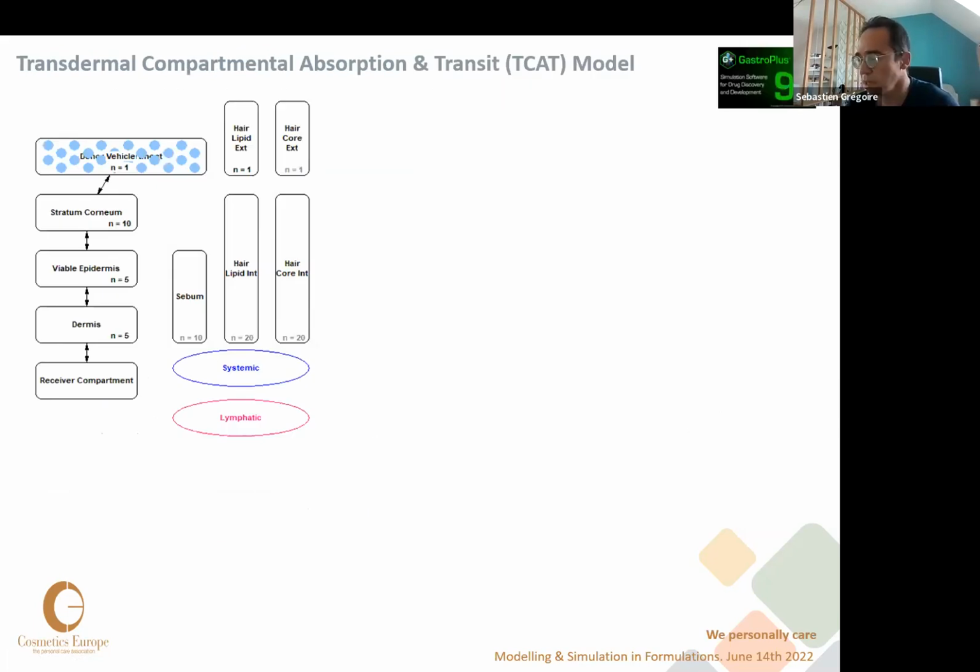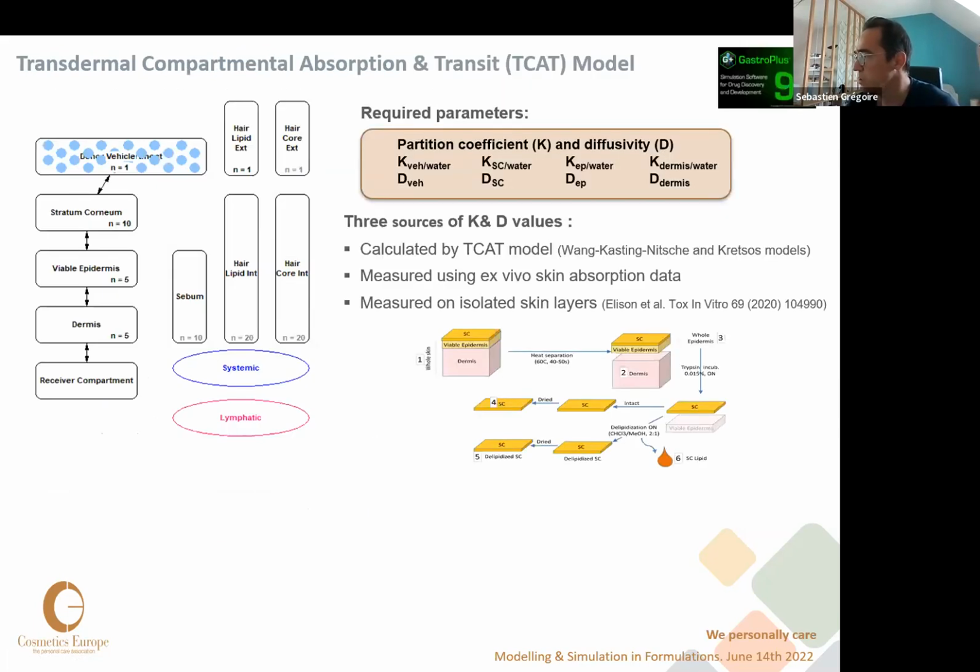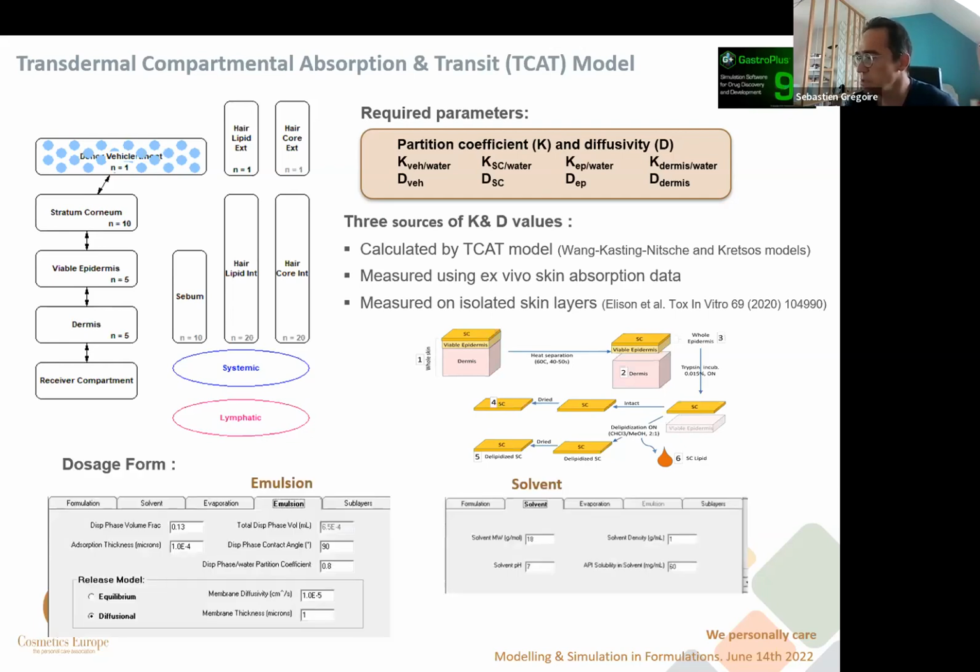We evaluate this classical TCAT model as I reported here. I just want to insist on these parameters: we need to have partition and diffusion coefficients for stratum corneum, but also for the different skin layers. And we have three ways to have access to these partition and diffusion coefficients: calculated, measured through the skin distribution data that we obtain, or measured on isolated skin layers. The last point is about the dosage form. We evaluate two different options for the dosage form: emulsion or solvent.